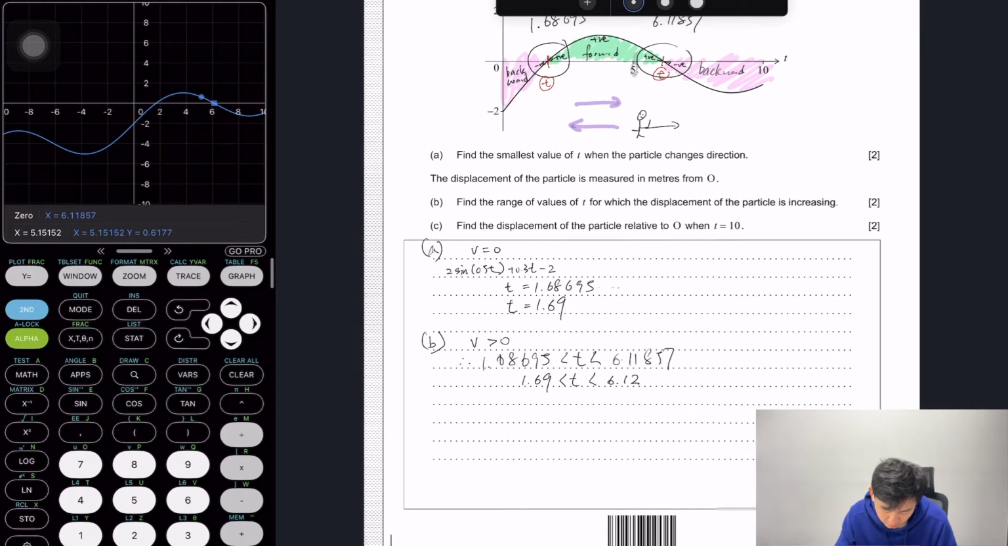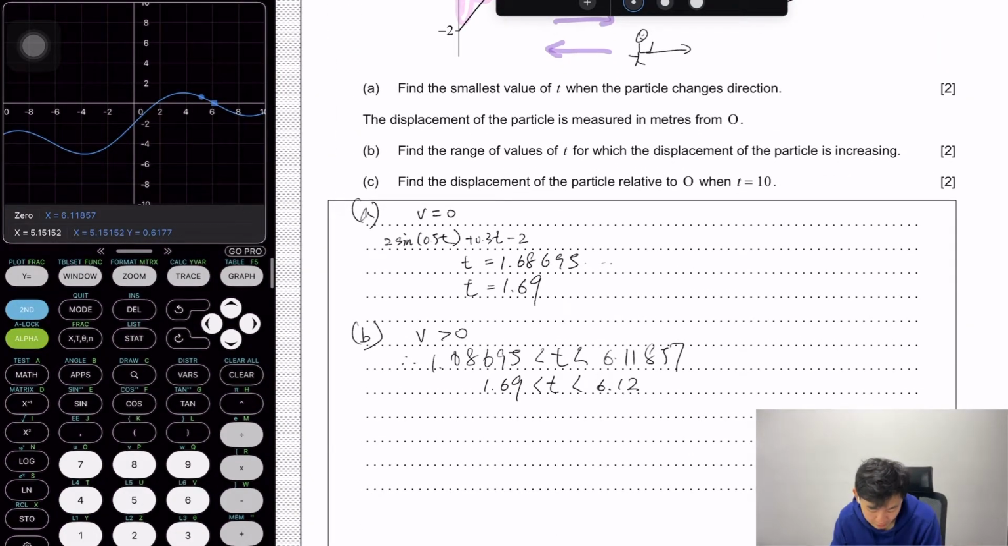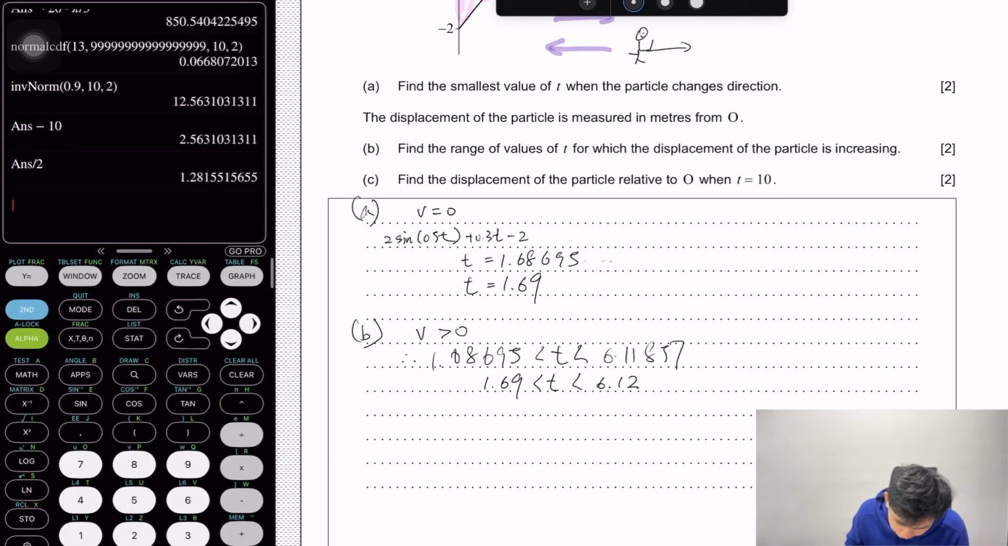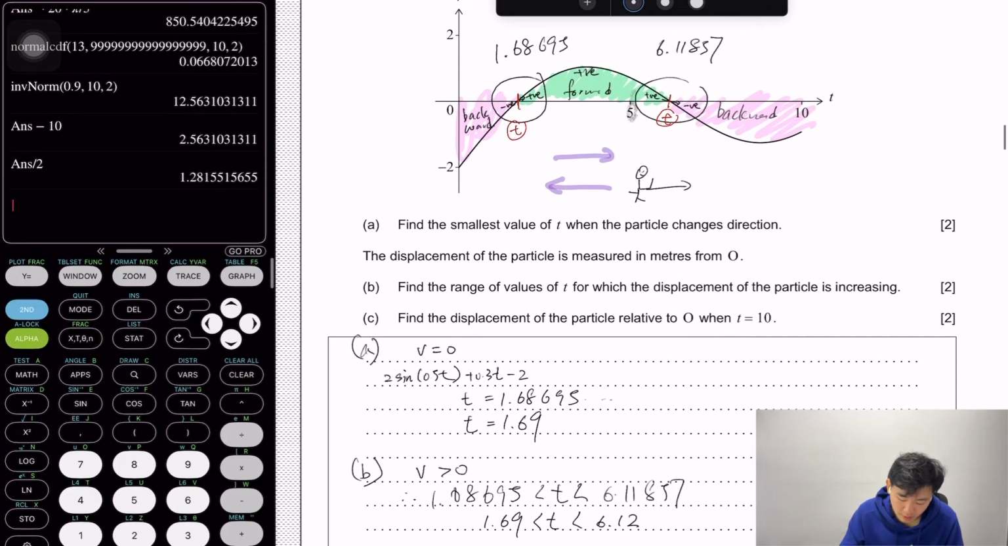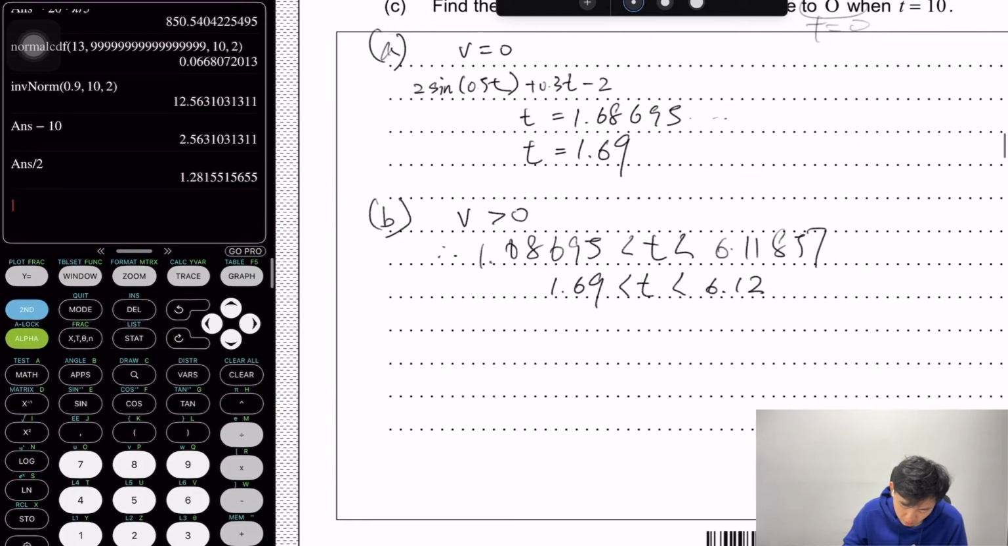Find the displacement of the particle relative to O when t is equal to 10. So again, we can go back to the calculator mode, and the particle, this is an integration. Regardless of going forward or backward, they just want to find the net. That means you're going backward, going forward, going backward, going forward, and then at the end, how far is it from the relative position? So we recognize this is an integration, starting relative to O, which is when time equals zero.